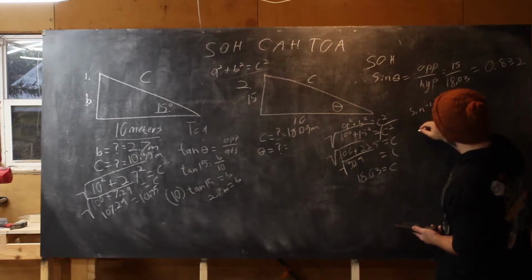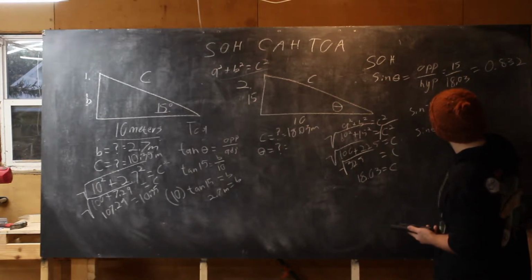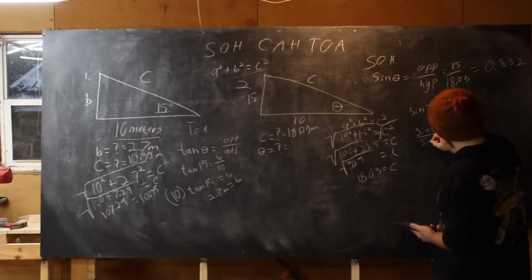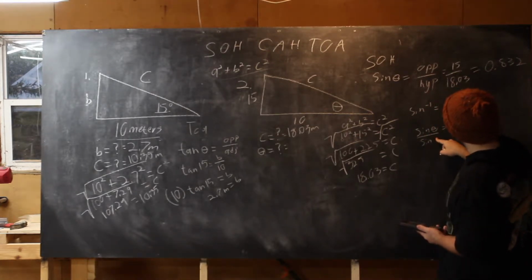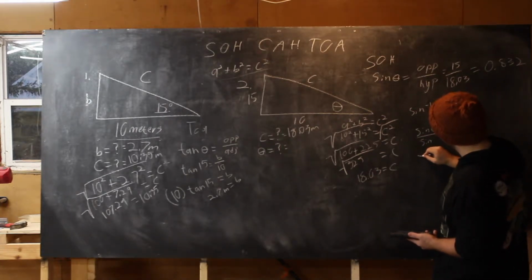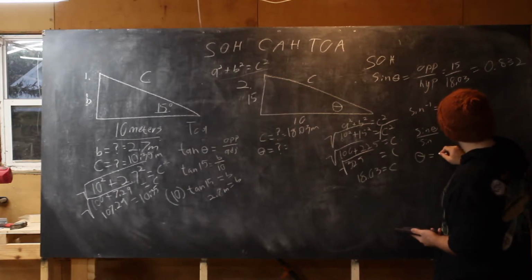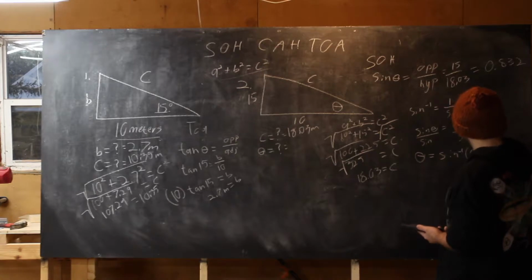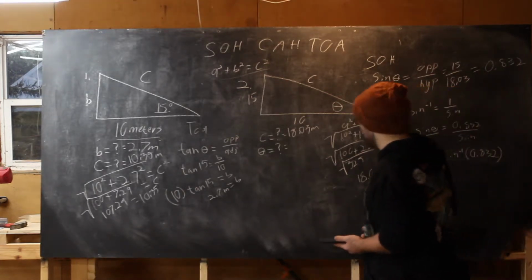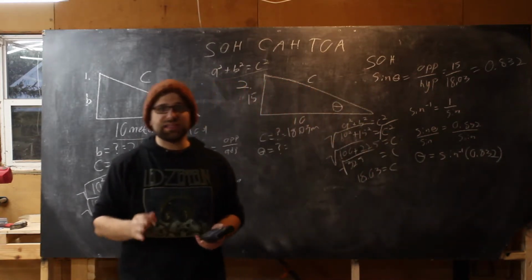So if I have sine theta equals 0.832, I need to divide both sides by that sine function. And so the way I'm going to do that is by using that sine negative 1. So it's going to be the same as saying theta equals sine to the negative 1 of 0.832. Okay? If you're confused about that, let me know.